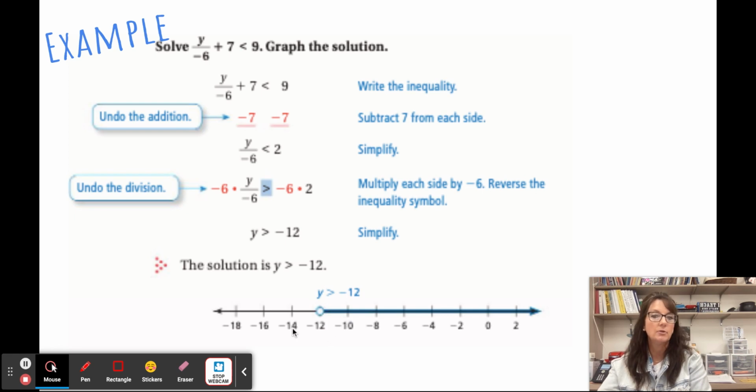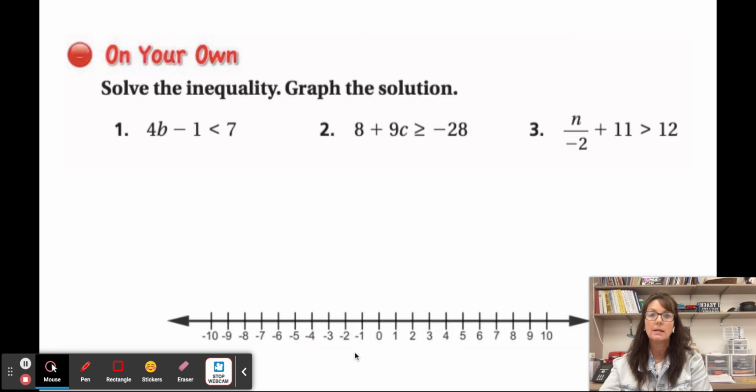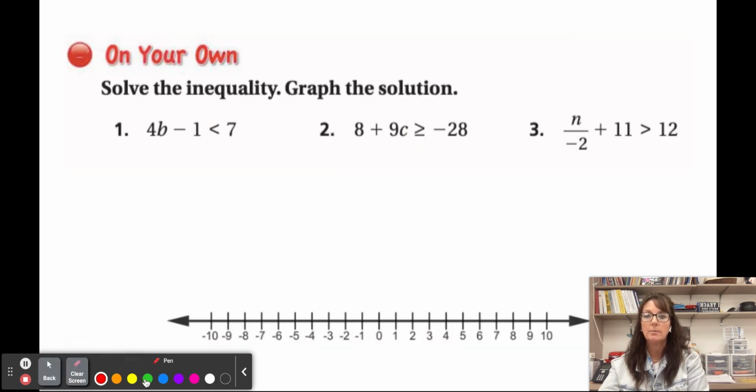Again, test the numbers. Is -14 greater than -12? If the answer is no, it should not be shaded. Is -10 greater than -12? Yes, it should be shaded. That will come in very handy when we start graphing on the coordinate plane. Okay, so let's do a couple of these.